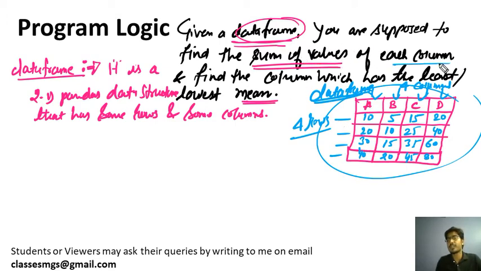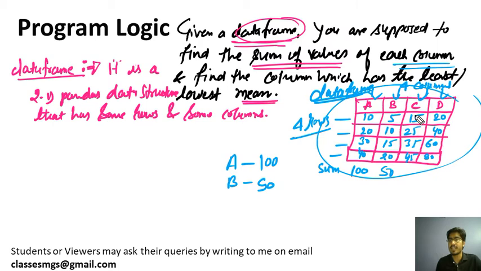Sum of the values of each column. What we want, our program should return like this. What is the sum of each column A's values? 10, 20, 30 and 40. Its sum is 100. So our program should return A's value as 100. Then B value is what? 5, 10, 35. Its sum is 50. So B column sum is 50.